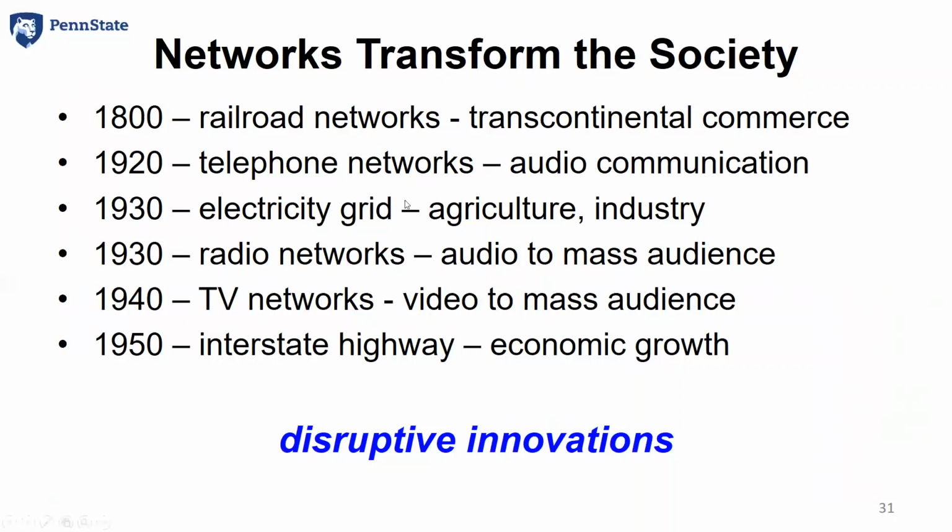And then in the 1930s, the electric grid. Electricity brought broader impacts to agriculture and also industry. Now we have Tesla, electric cars. Can you imagine if we didn't have the electricity grid? Also in the 1930s, we have radio networks. Telephone is one-to-one communication. Now this is audio to a mass audience. Now this is only audio. Then in the 1940s, we have TV networks, video to a mass audience.